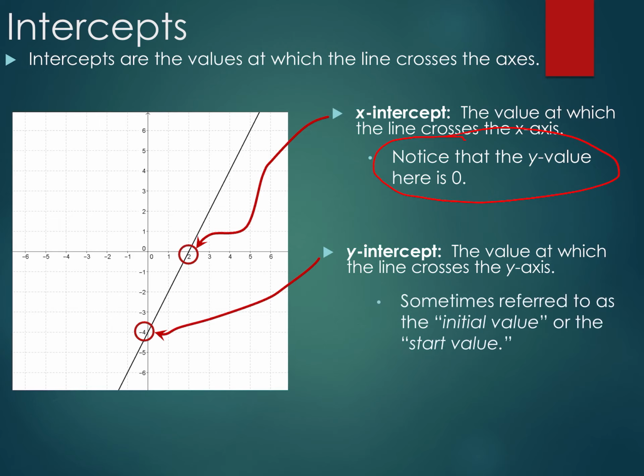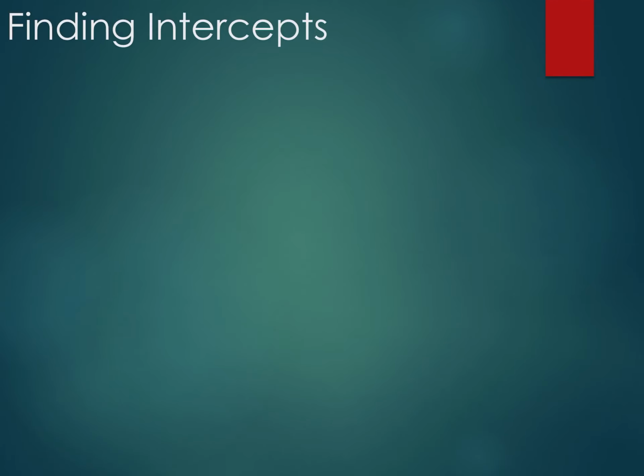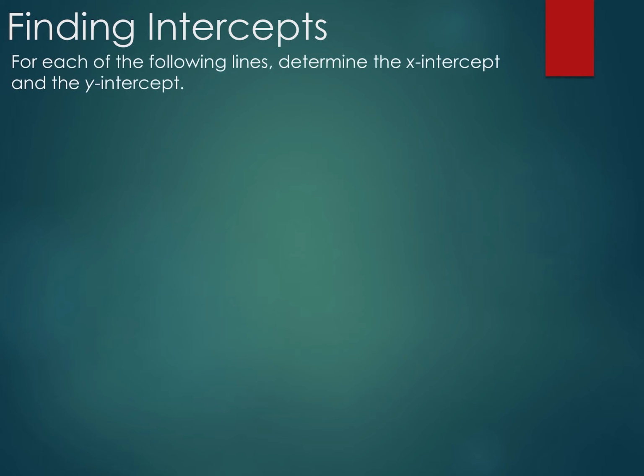And notice, we've been calling this the start value or the initial value, but now we'll switch over. We'll start calling it the y-intercept, a slightly more powerful word. And notice that the x value here is 0. That's an important little detail that we're going to use in the next slide, and indeed in the next lesson. So, finding intercepts. A little introduction to it here, and then a big lesson on it next time.